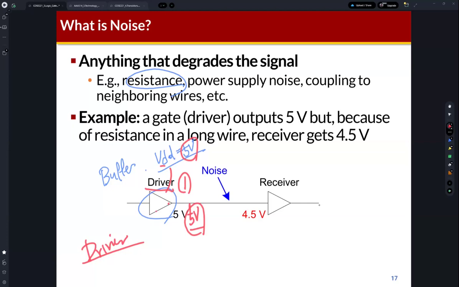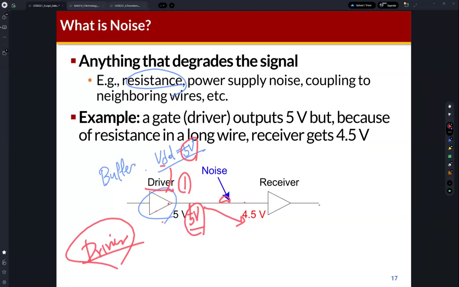The driver here doesn't mean a person who drives a car. A driver means a component that generates output signals. So a buffer is also a driver. The buffer can generate the 5-volt signal, which is a 1 in this system, but because of noise, because of the parasitic resistance component, this voltage level can be reduced, because of the resistance component of the wire.